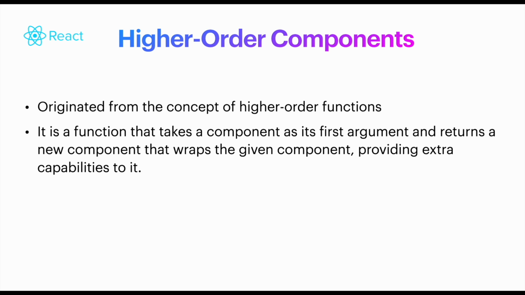The difference between these three methods and other array methods like pop and push is that they all take a function as their argument. Well, the idea of a higher order component is that it is a function that takes a component as its first argument instead of taking a function, and returns a new component that wraps the given component and provides it with extra capabilities. It is exactly a function that takes a component as input and then charges it and gives it a superpower.